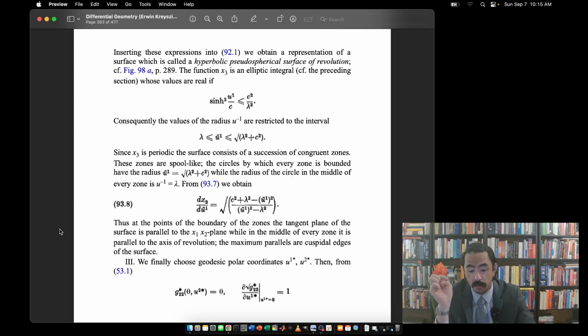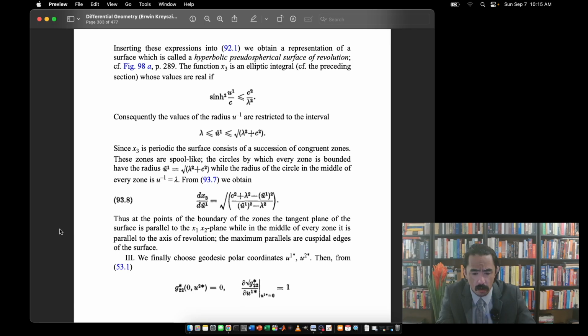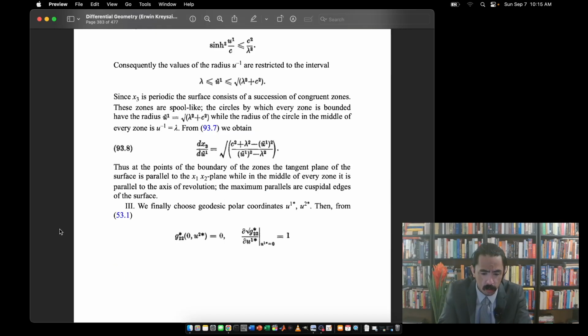The function x3 is an elliptic integral, for which refer to the preceding section, whose values are real if the square of the hyperbolic sine of u1 over c is less than or equal to c squared over lambda squared. Consequently, the values of the radius, that is u1 over bar, are restricted to the interval where u1 over bar is greater than or equal to lambda, and also less than or equal to the square root of the quantity lambda squared plus c squared. Since x3 is periodic, the surface consists of a succession of congruent zones. These zones are spool-like.